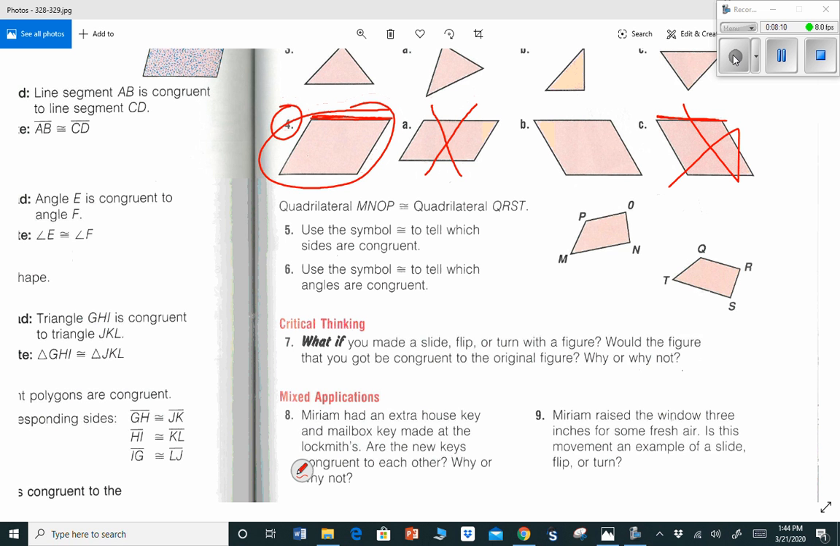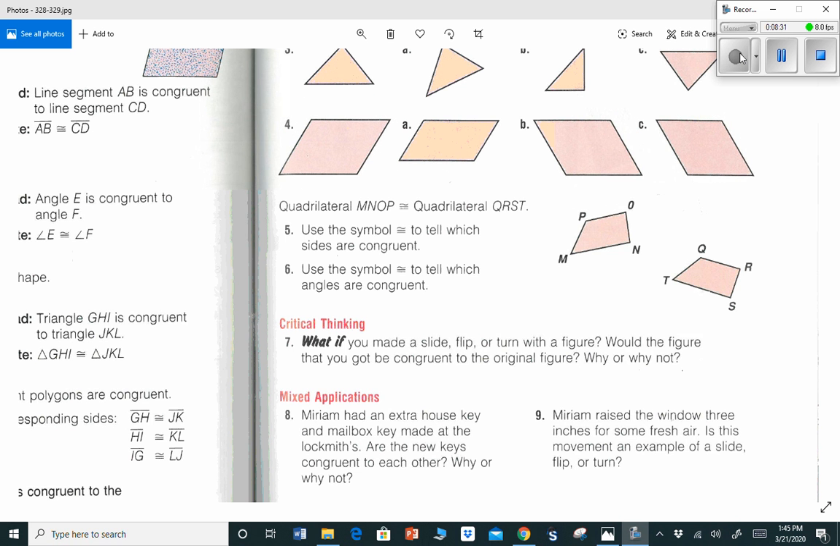Now, what about B? What do you think? Does that look congruent? Well, think about the flipping that you did yesterday. It's okay to flip it. If you flipped this one over, would it match up with this one? And the answer there is yes, that it would. Okay, so B is the correct answer there.